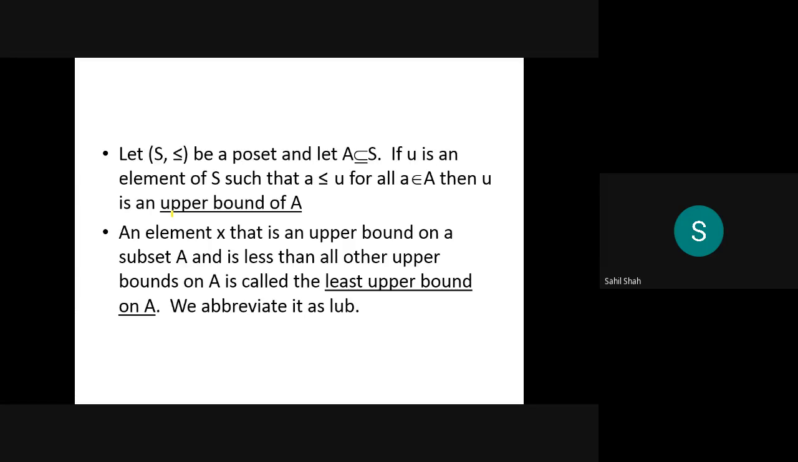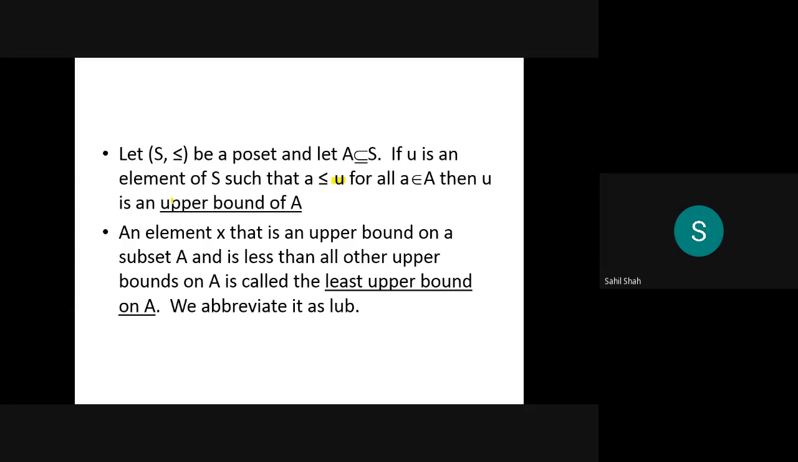Read out this definition carefully. If we have been given a poset and further a subset of elements, and we have been asked to compute the upper bound of this subset in the context of the given poset, we will look for all such elements u to which I can relate the elements of the given subset. Then I will say that u is acting as an upper bound of set A.